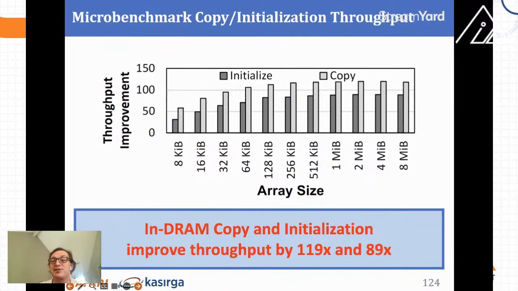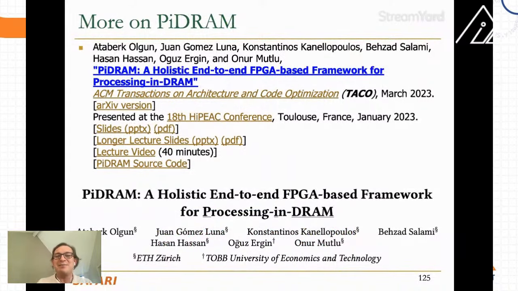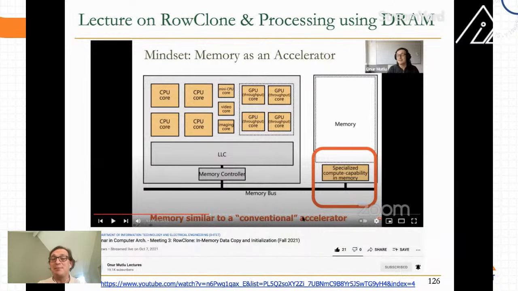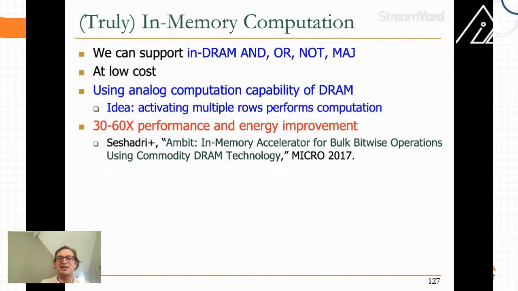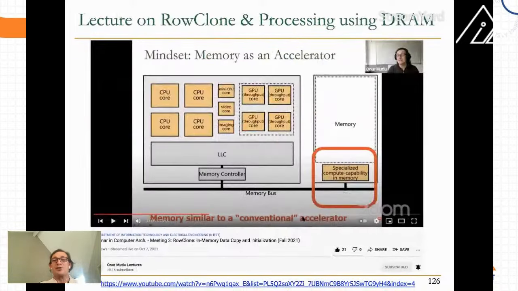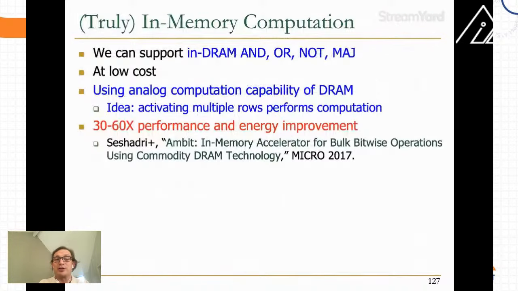You can actually generate results like this on a real system with a relatively not so powerful core. The benefits of doing initialization and copy inside the DRAM chip, processing using DRAM, using RowClone, are significant, much more significant than what we reported with a powerful core. Okay, so that's the PiDRAM infrastructure. This is just one example of what you can do in terms of reducing data movement, doing copy and initialization inside DRAM. And there's a lot more. If you want to learn more about that, you can take a look at this lecture and some papers. So this was copy and initialization. Can we do more? Essentially, we've also discovered that you could do more in DRAM.